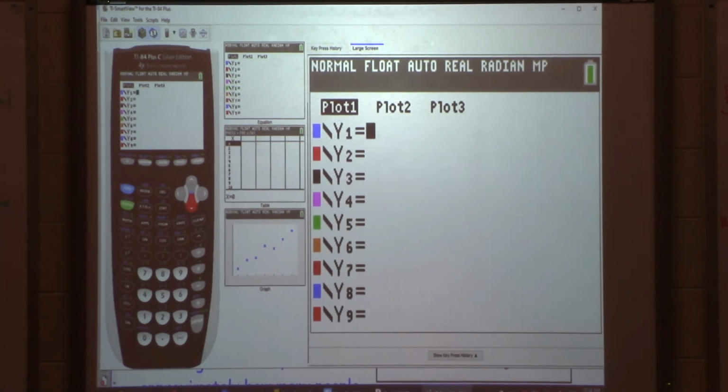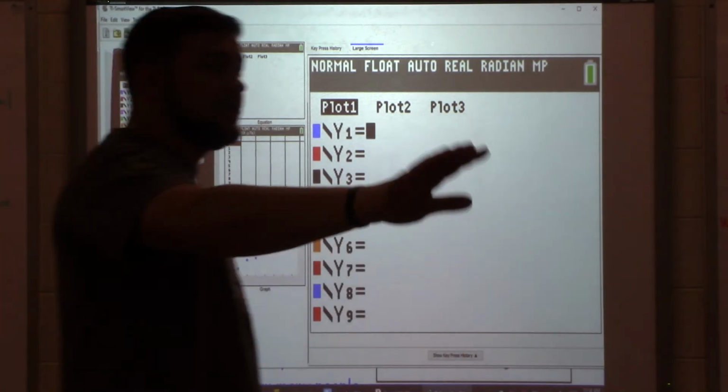Alright? We all figure that out? We good? Can you press enter? Yep, you want it highlighted. So hit enter one more time. Alright, are we good so far?